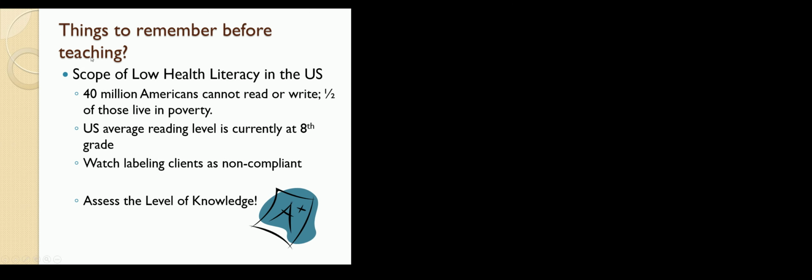So things to remember before teaching. The scope of low health literacy in the United States is very important to keep in mind. About 40 million Americans can't read or write, so don't assume every time you walk into a room they can. And of those, about half live in poverty these days. The U.S. reading level is about the 8th grade level. Most pamphlets are written at about the 10th grade level, so a lot cannot understand the pamphlets you are giving them. Watch labeling clients as non-compliant.